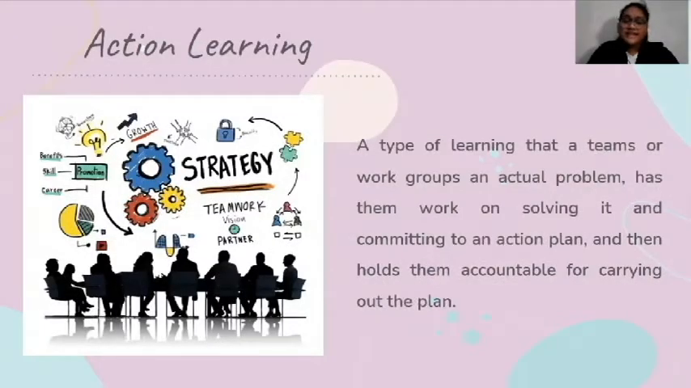And the last type of learning is action learning. Action learning is a type of learning that gives teams or work groups an actual problem, has them work on solving it and commit to an action plan, and then holds them accountable for carrying out the plan. This is useful to solve important problems, develop leaders, quickly build high-performance teams, and transform the organizational culture.